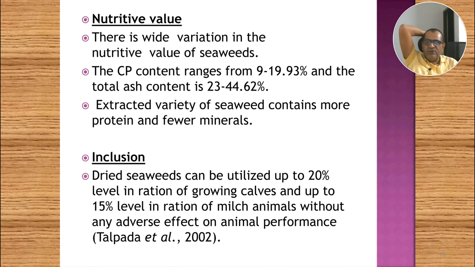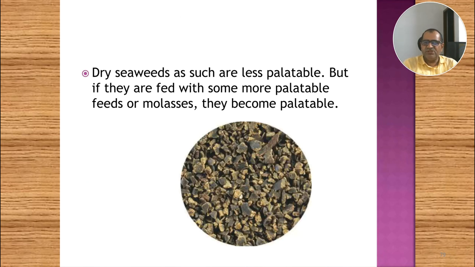So nutritive value is of course less, 9 to 19, but total ash content is 23 to 44 to 62%. Then extracted variety of the seaweed contains more protein and fewer minerals. Then dried seaweeds can be utilized up to the extent of 20% only without any adverse effect on the animals. So this is this dry seaweed.